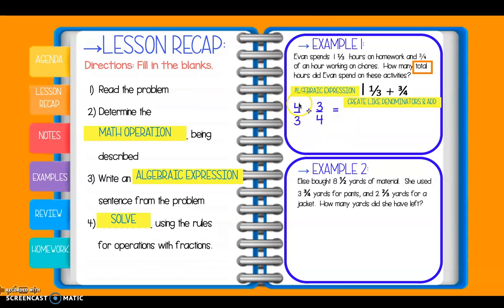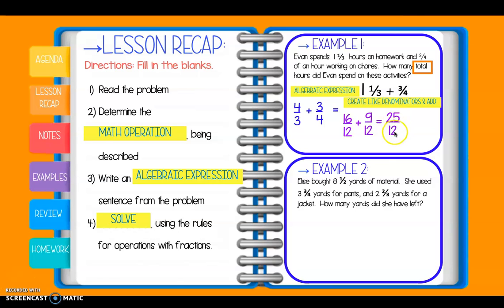I'm going to have to multiply my first fraction by 4, and that gives me 16/12. I'm going to have to multiply my second fraction by 3, and that gives me 9/12. And now that we have common denominators, we can just add our numerators. So 16 plus 9 gives us a numerator of 25. We keep our denominator of 12.